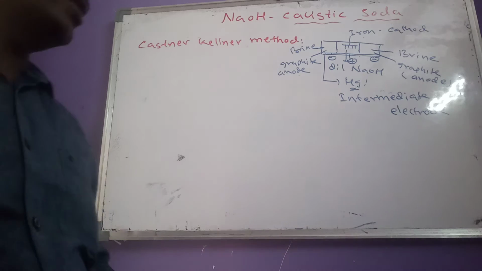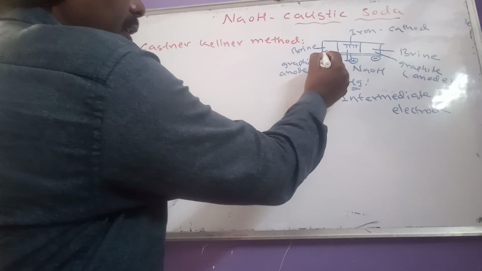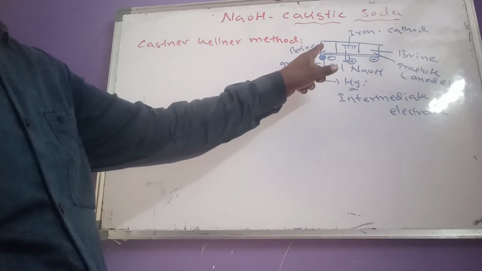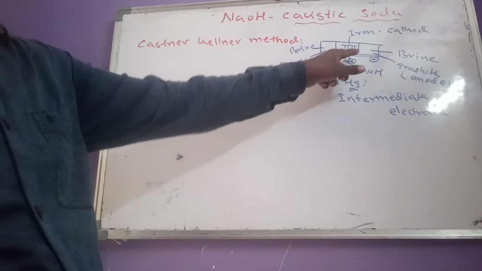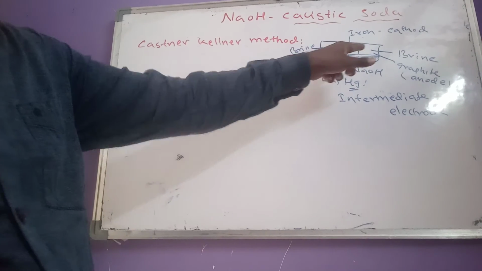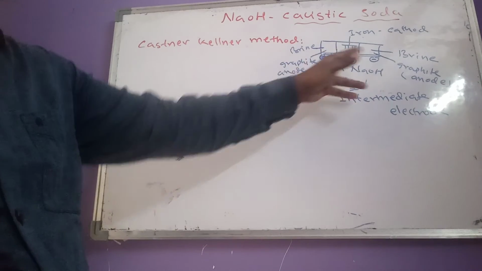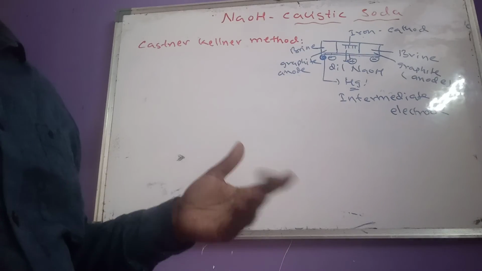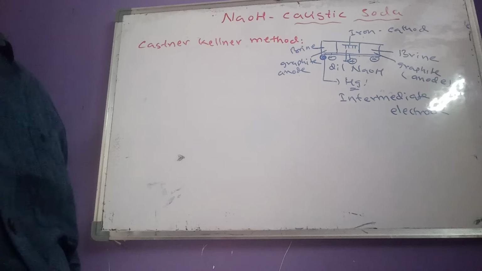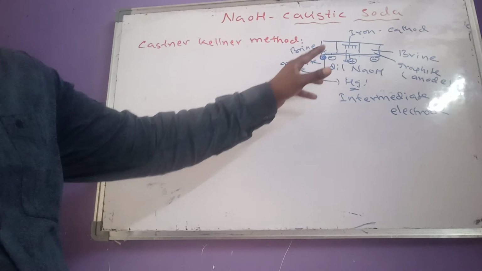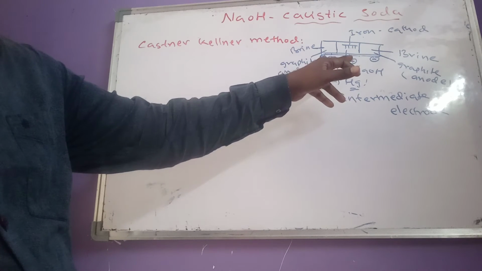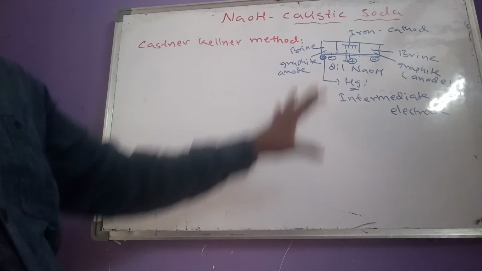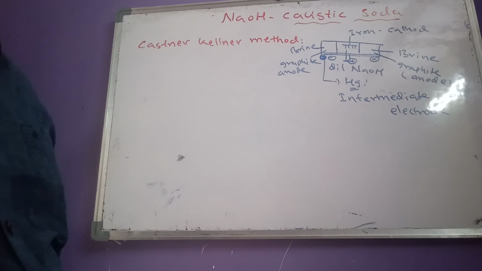But in the middle compartment, mercury plays the role of anode. And at the bottom, an eccentric wheel is present, which is used to move the mercury through the entire three compartments. So with the help of the eccentric wheel, the mercury is made to move through all three compartments. This is the construction of a Kastner Kellner cell.